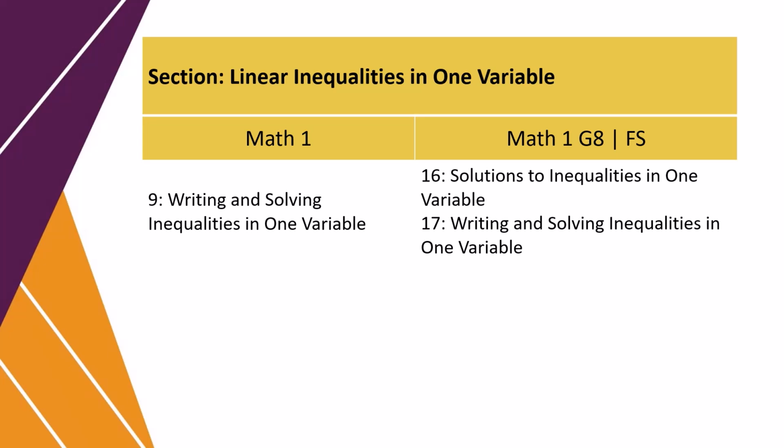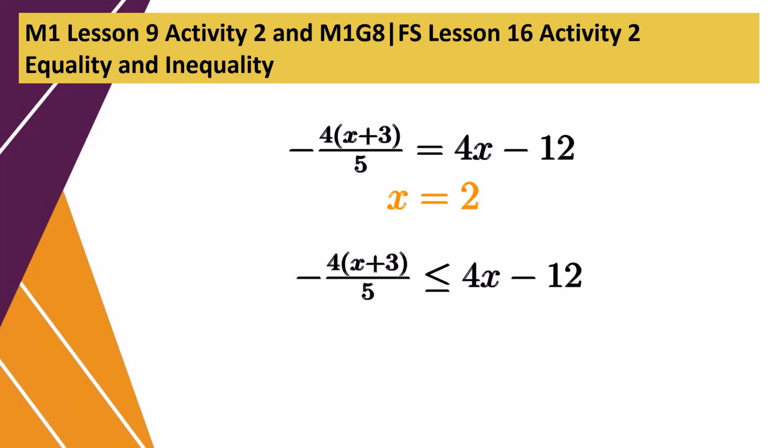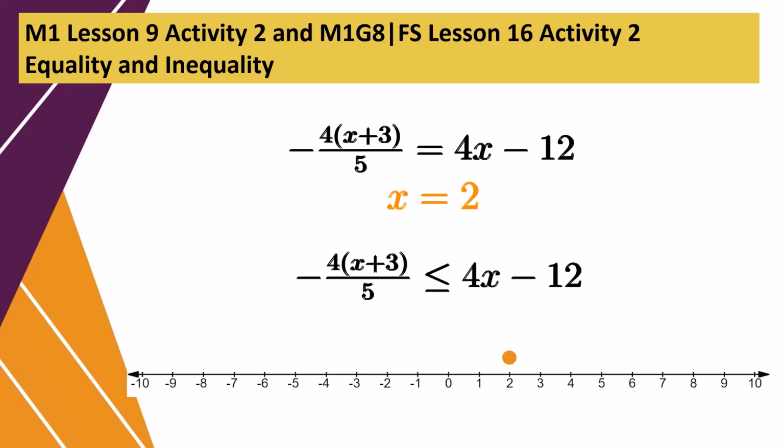The last section looks at one variable linear inequality. The approach to solving inequalities is to consider the related equation. Take, for example, this equation, with a solution of x equals 2. Now consider the inequality. The value of 2 establishes a boundary point, which we can mark on the number line. Then students test values on the left and values on the right to determine the solution set.